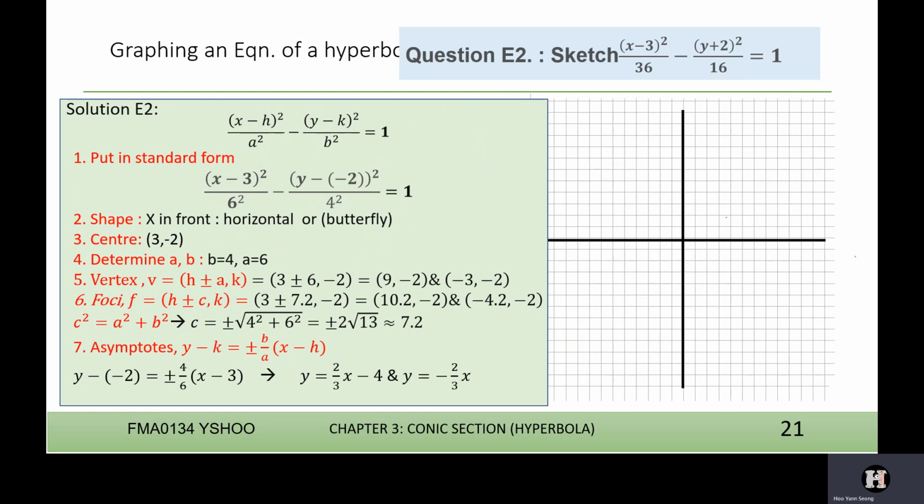Then let us look at the second one. The second one is similar to just now. The only difference now is the x is in front. So when x is in front, it is horizontal.